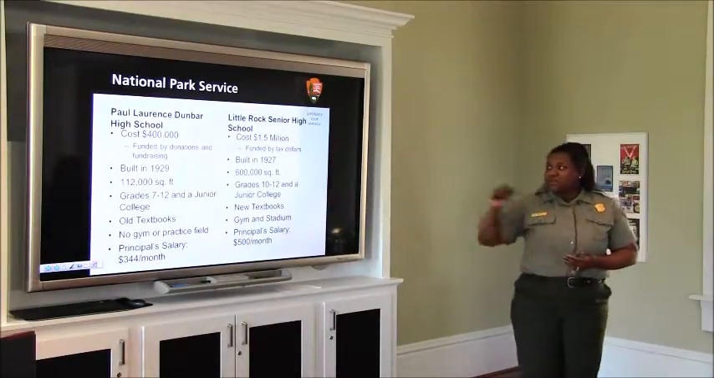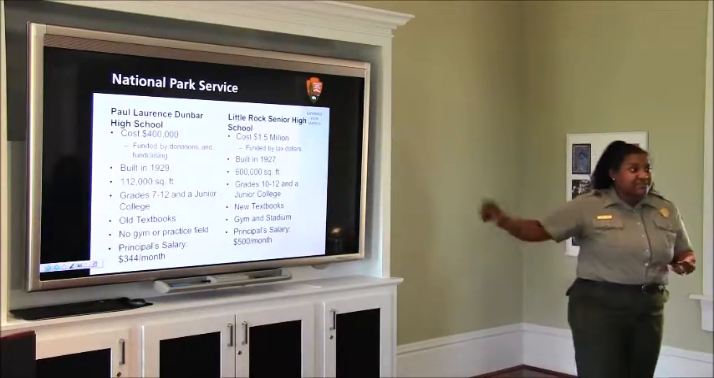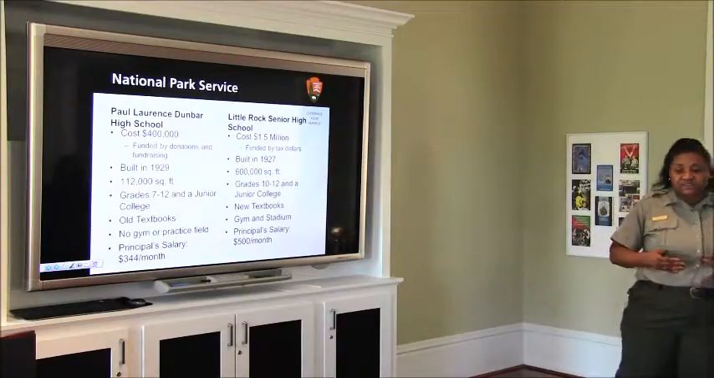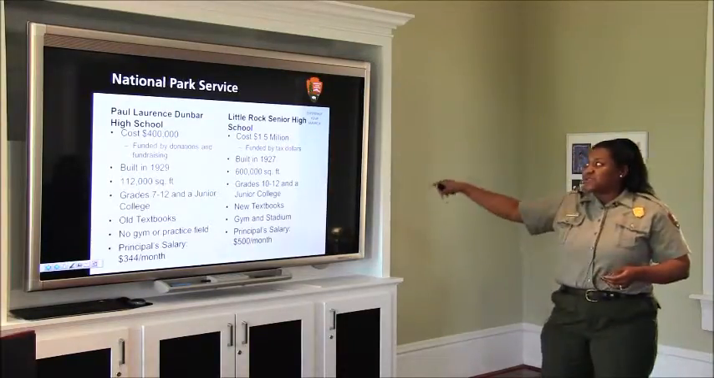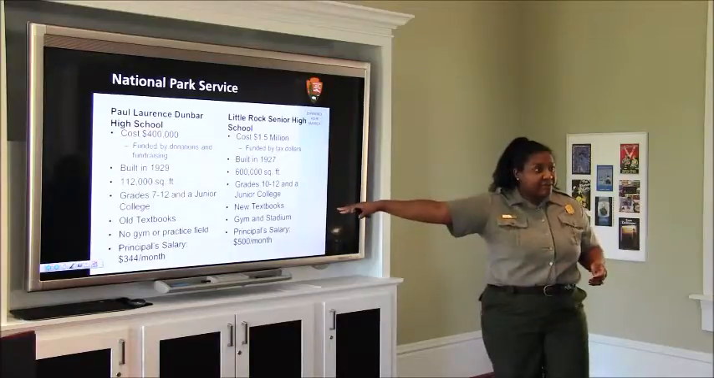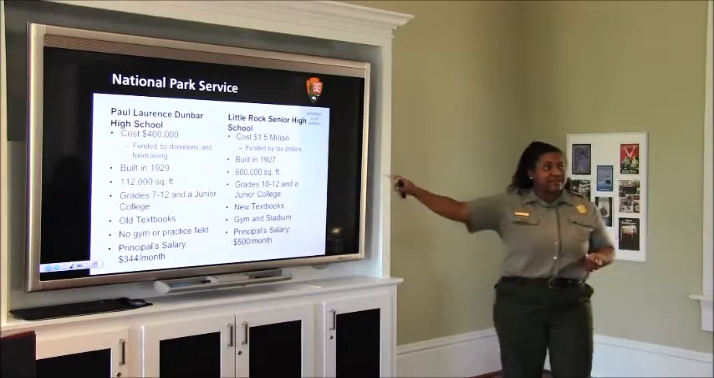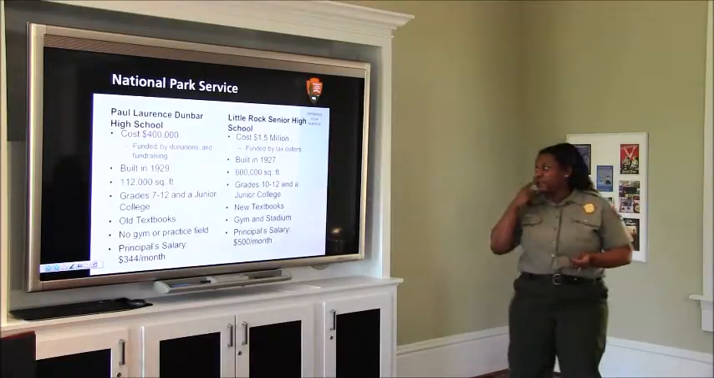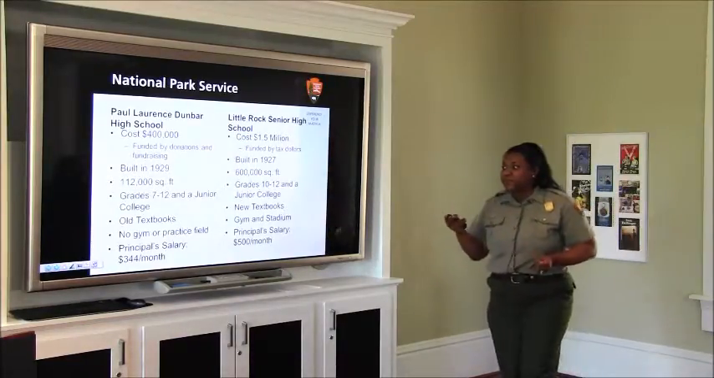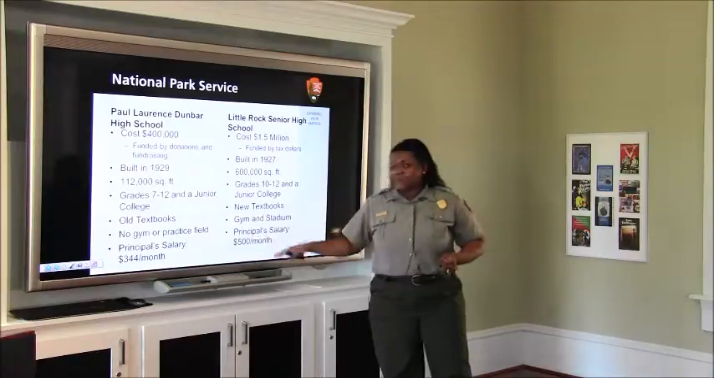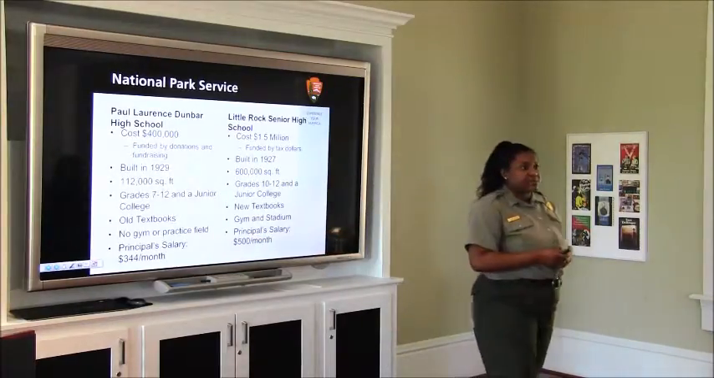Now, Dunbar has to take the hand-me-down textbooks of Central. And a lot of students at Dunbar said that the students at Central knew the black high school was getting their old books, so they'd write little dirty messages in them because they knew they were getting the hand-me-down books. No gymnasium, no practice fields, and look at the salary difference between the two principals.